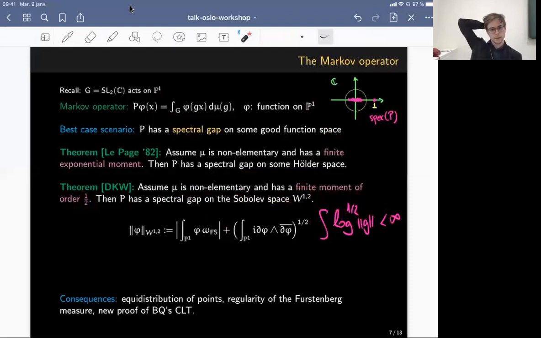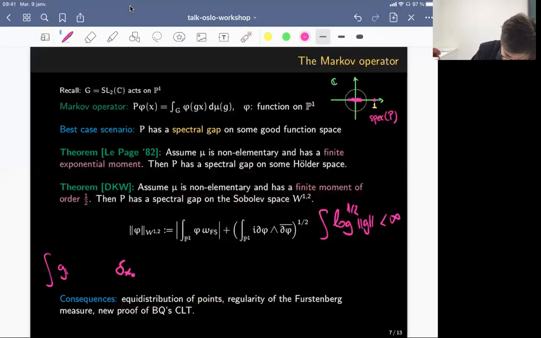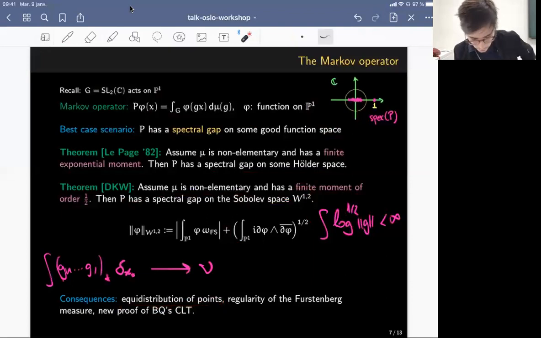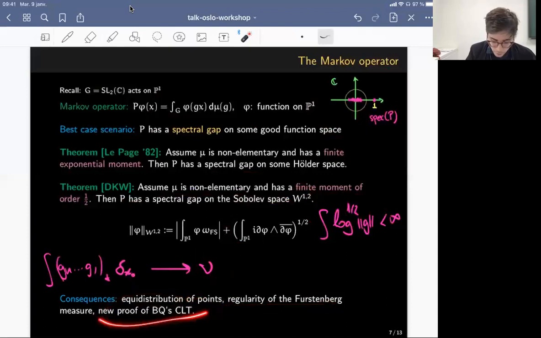As I said, this has many important consequences. The first one is the equidistribution of points. This means that if you start with a Dirac mass at some point in P1 and we iterate the random products in average, then this converges exponentially fast to the stationary measure. This is an almost immediate consequence of the result. There is some work to do, but I won't get into details. A second result that we can prove using this is that this measure has some regularity. This uses some ideas of complex dynamics and superpotential theory. And we can also give a quicker, new proof of Benoist–Quint's central limit theorem in the case of finite moments. Okay, so how do we do that?